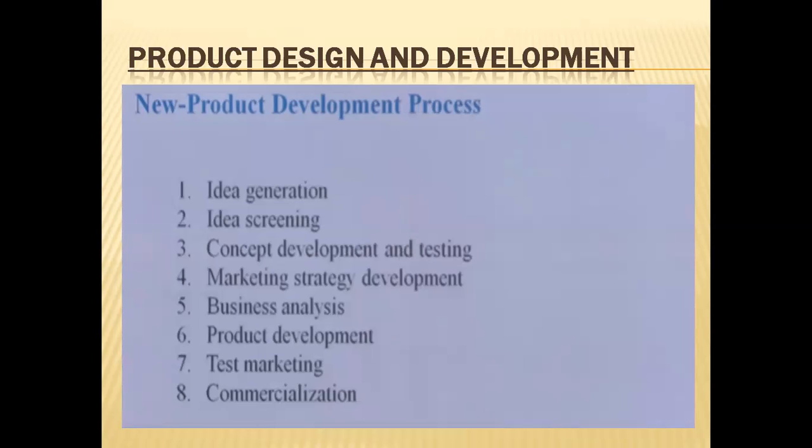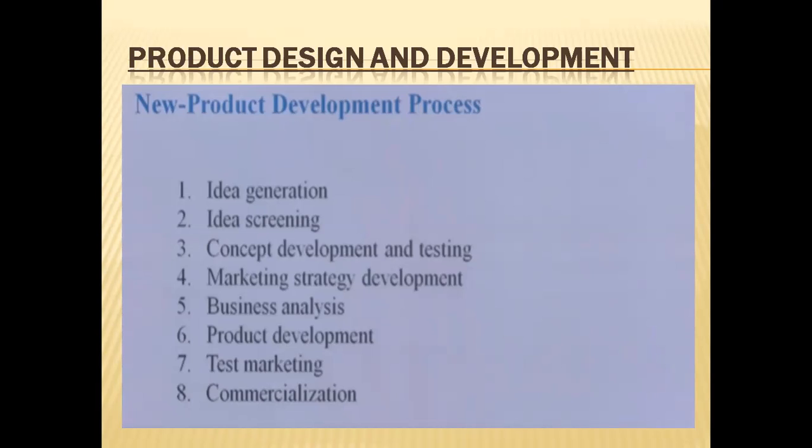There are 8 different processes in new product development. I have already given this to you, and again I will explain this in detail. I have given these details in your notes also. Very briefly, I will tell you. Idea generation is creating a new idea. Idea screening means you have got a lot of ideas, and among those ideas you select the one which is feasible. Concept development and testing is not a prototype; it is just a small feasibility study.